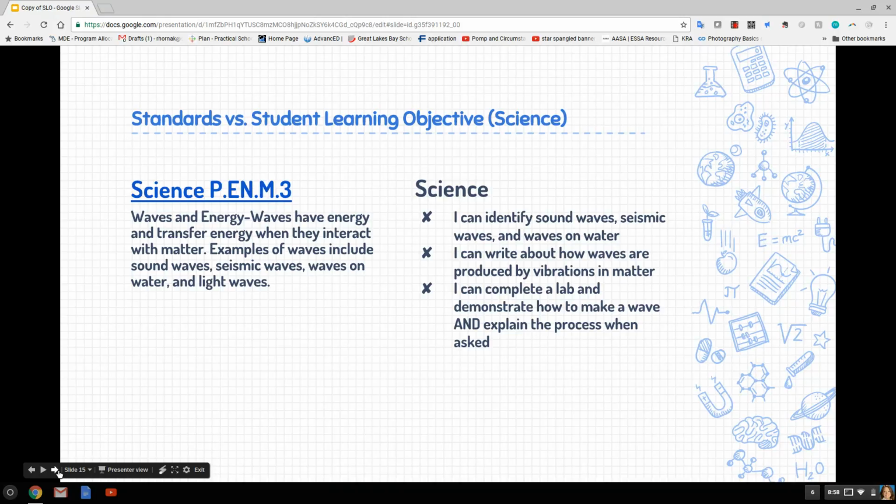Waves have energy and transfer energy when they interact with matter. Examples of waves include sound waves, systemic waves, waves on water, and light waves. If you look at these science I can statements, take a look and read them. I can identify, I can write, I can complete a lab, and explain, all which provide the students with specifics as to what they are going to have to complete and demonstrate mastery of.